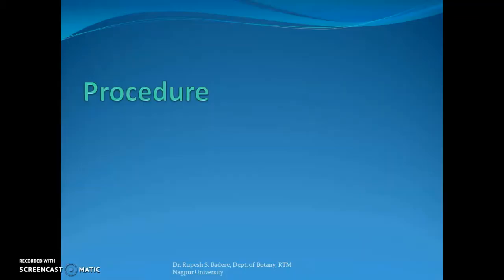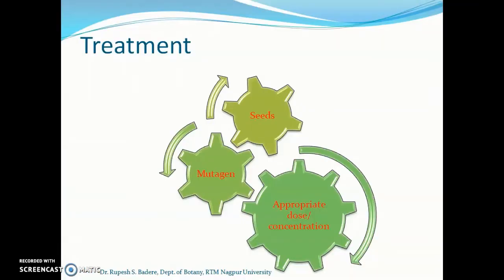So I shall describe in a nutshell a typical procedure. Depending upon the plant species you are working with, its breeding system, you have to make modifications, but this is a very typical technique which is adopted for mutation breeding. First of all, you determine the LD50 dose. I have already told you. Based on that LD50 dose, you have to select the dose.